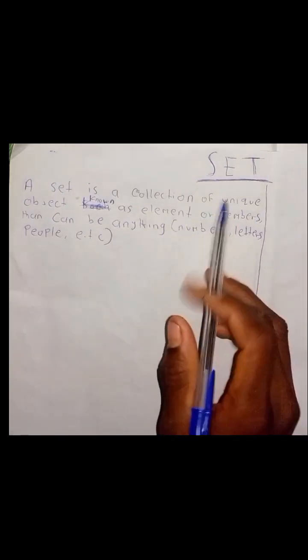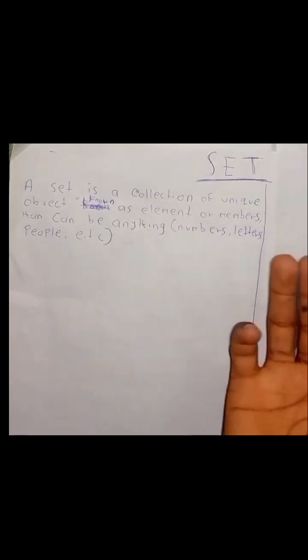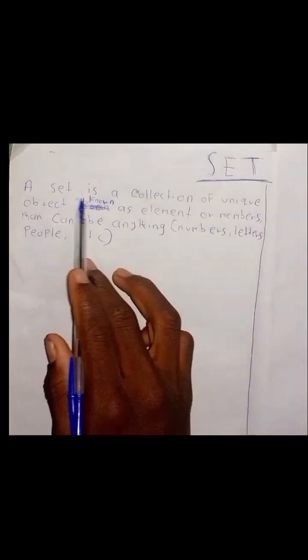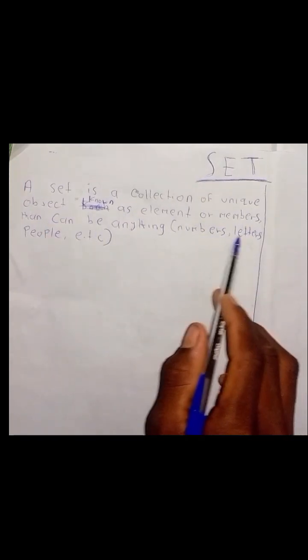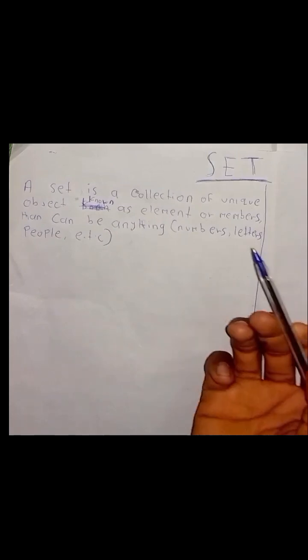Okay, in this first tutorial, we'll be exploring the concept of sets. What is a set? A set is just a collection of unique objects known as elements or members that can be anything, either numbers, letters, people, countries, etc. Sets are used to define a collection of objects that share a common existence.